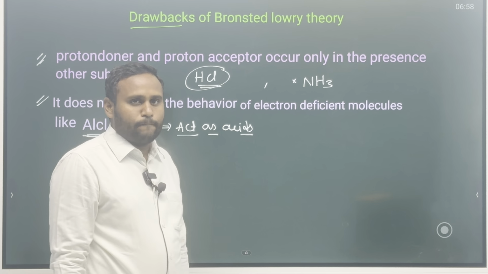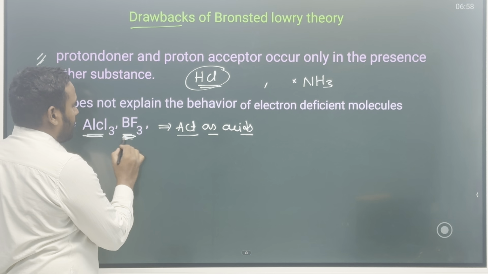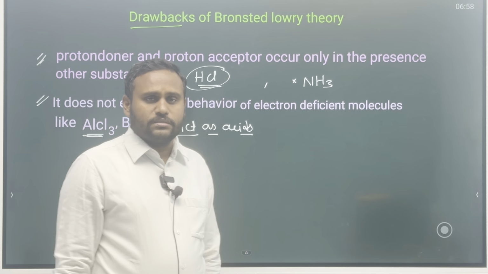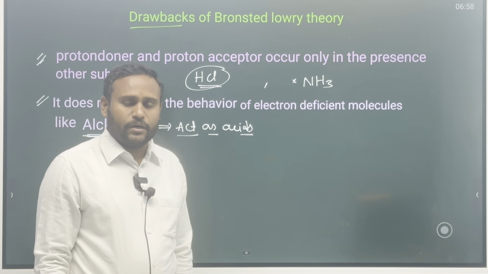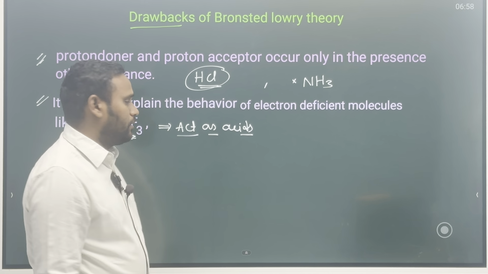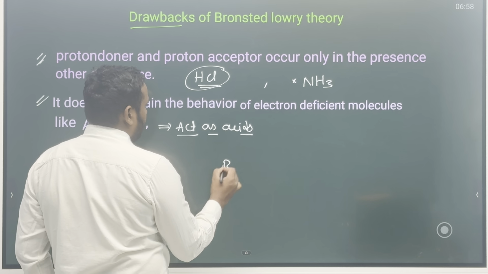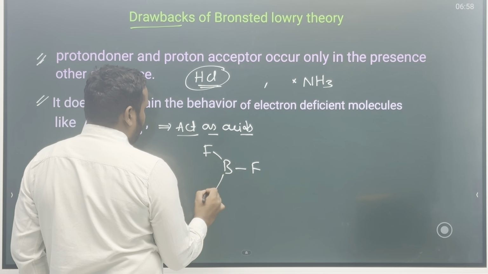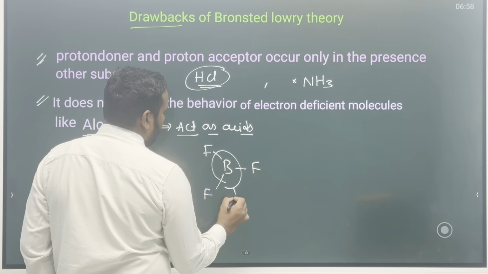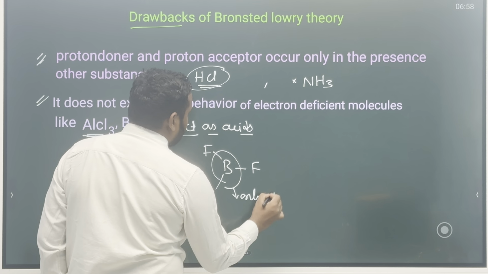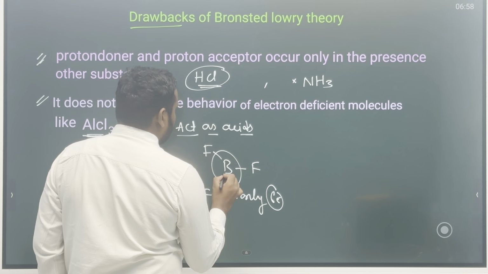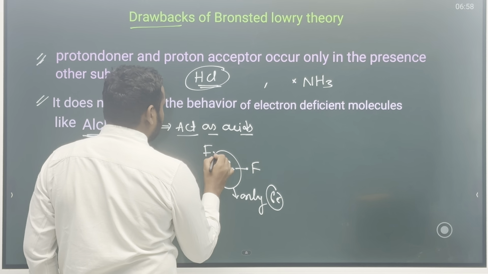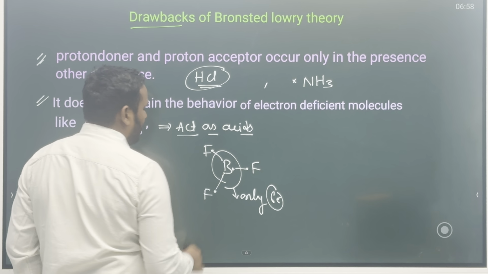electron deficient molecules. See here, what do electron deficient molecules mean? Having less than 8 electrons in the valence shell. They are known as electron deficient molecules. For example, here you see BF3, boron trifluoride. Boron has only 6 electrons. It contains 3 electrons in the valence shell, and it gets the extra 3 electrons from the bonding.